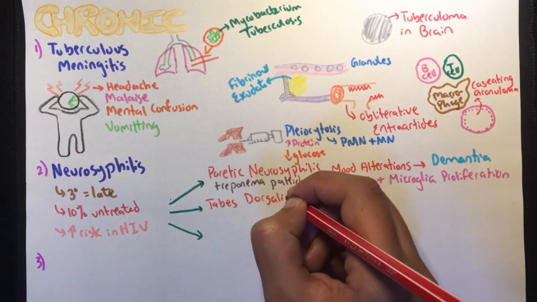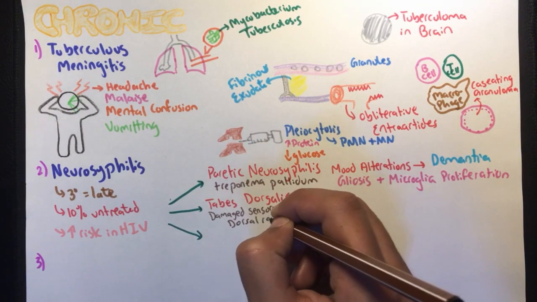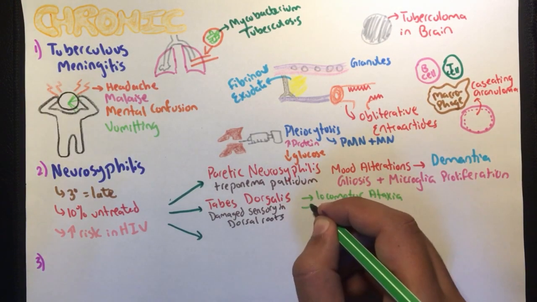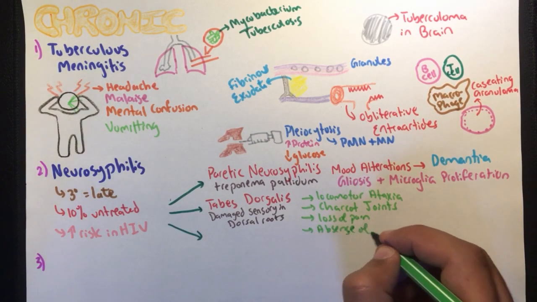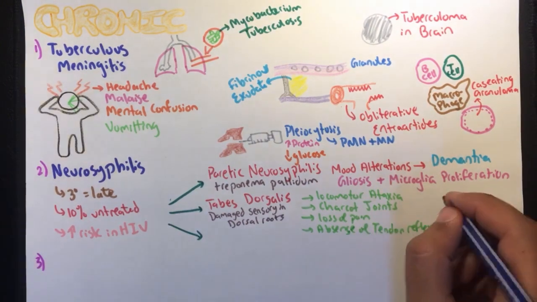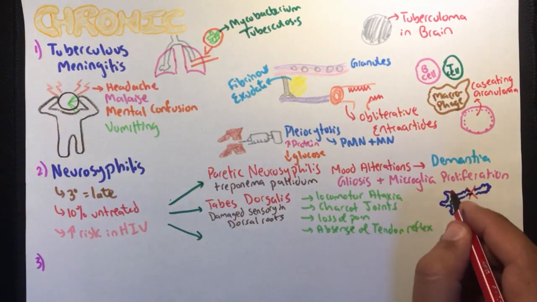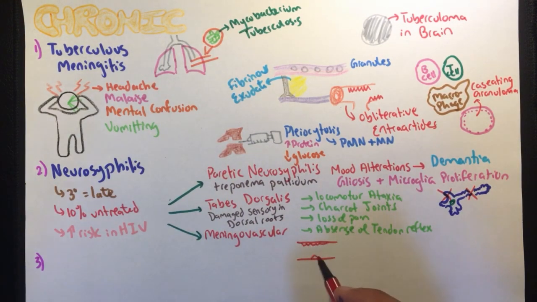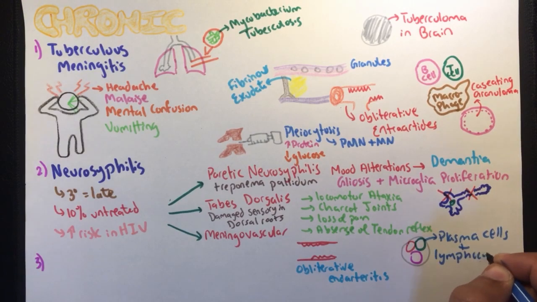Tabes dorsalis is another form of neurosyphilis due to damage to sensory nerves in dorsal roots, resulting in locomotor ataxia, which is inability to control body movements, Charcot joints, which are damaged joints, loss of pain sensation, as well as absence of deep tendon reflexes. These patients present with loss of myelin and axons in dorsal roots. Meningovascular neurosyphilis, in which the infection leads to obliterative endarteritis and cerebral gummas, which is a mass lesion rich in plasma cells and lymphocytes.